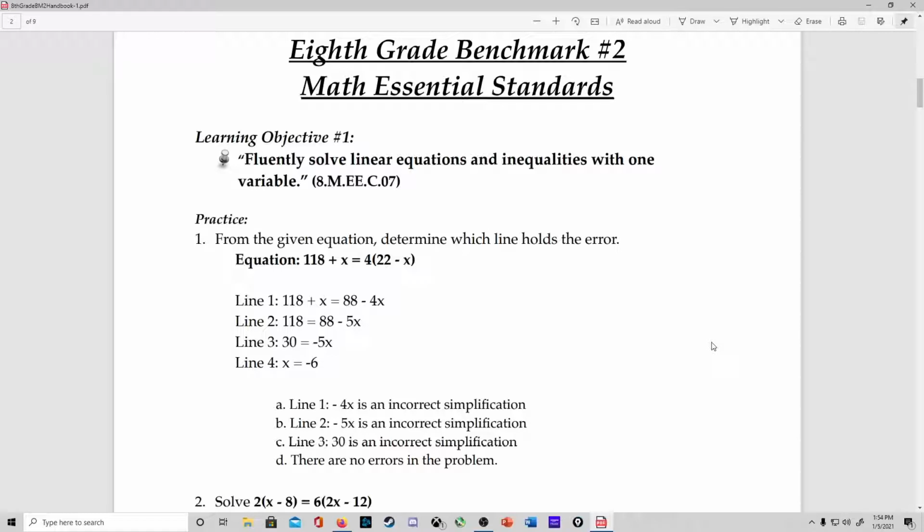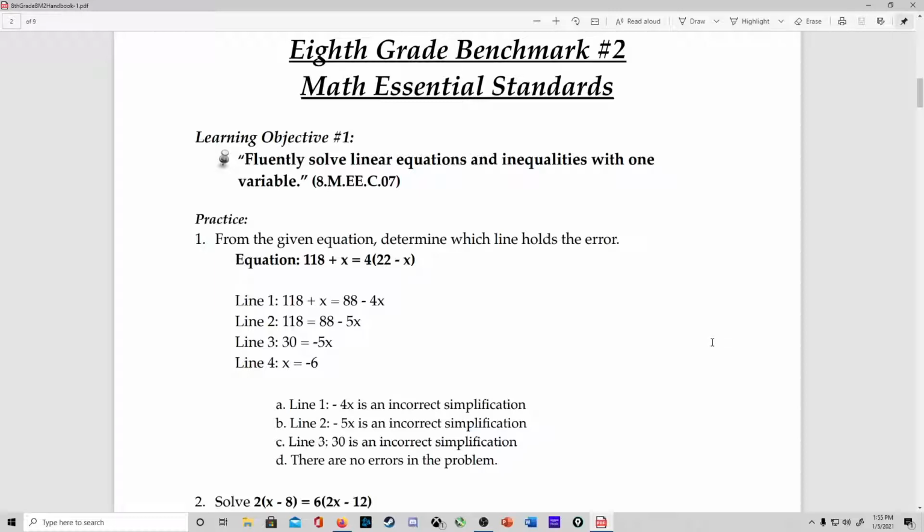I'm going to go over the benchmark packet so you guys can check your answers and check your work and see what you did. So this first one is we're talking about solving linear equations and inequalities with one variable. So this has to do with a lot of times using distributive property and then using your inverse operations to solve. So this first one says, which line holds an error in this problem?